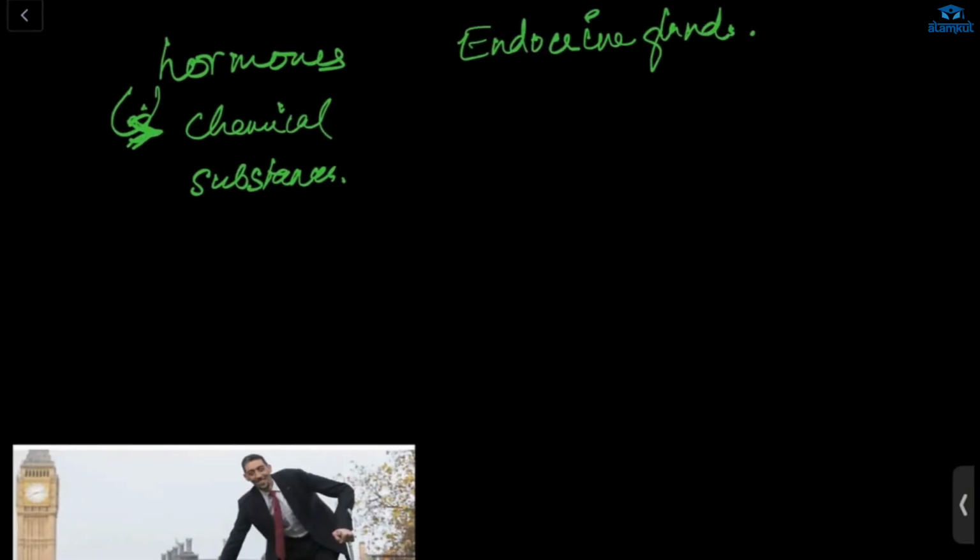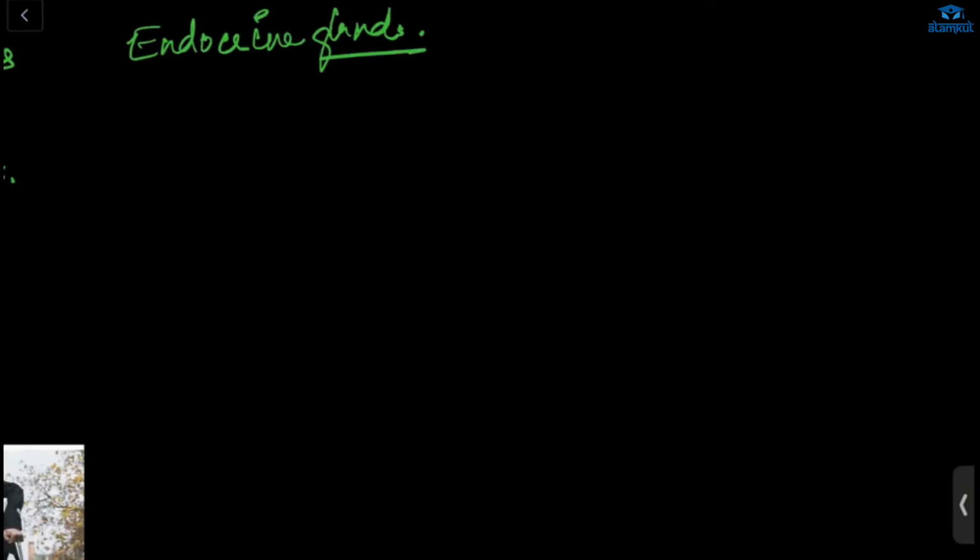So first we have to know what is gland. What is gland? Yes, it is an organ. It is a structure which secretes specific substance. And there are two types of gland. One is exocrine gland. The other one is endocrine gland.